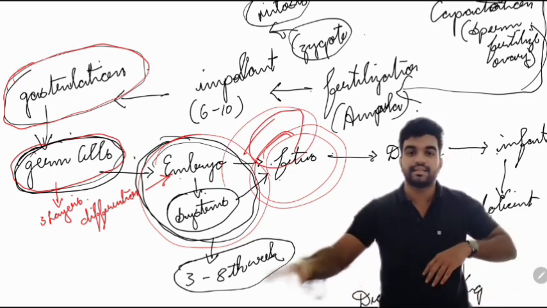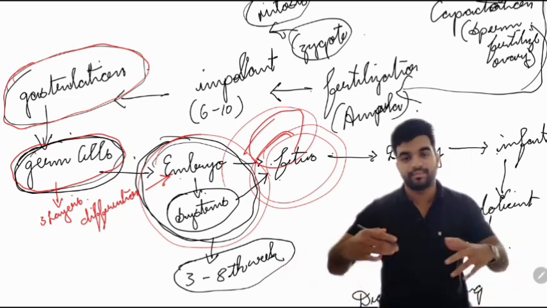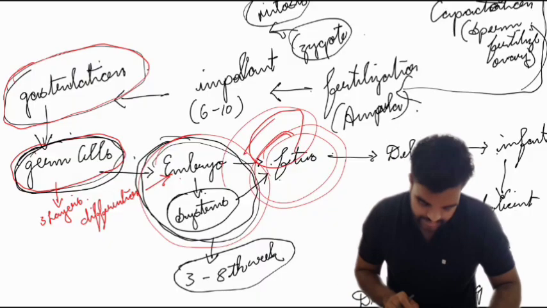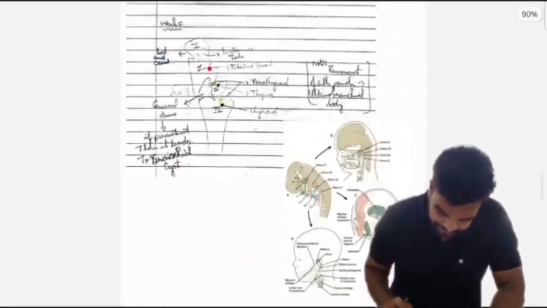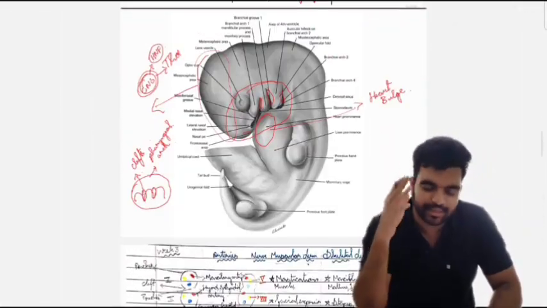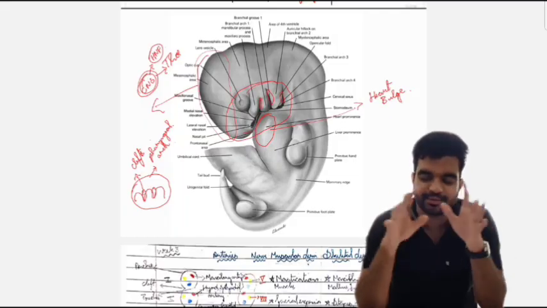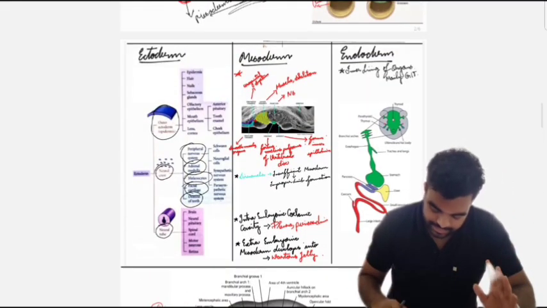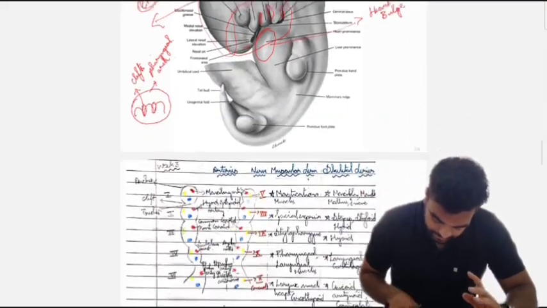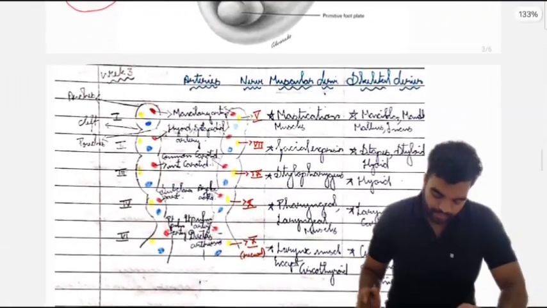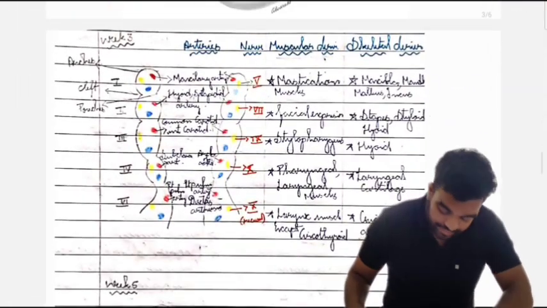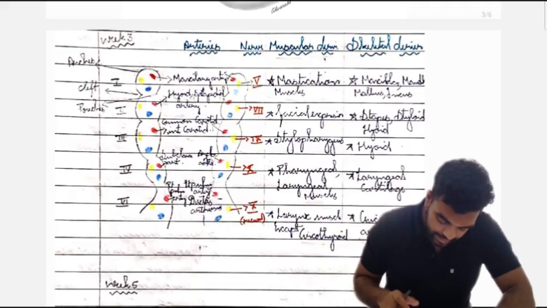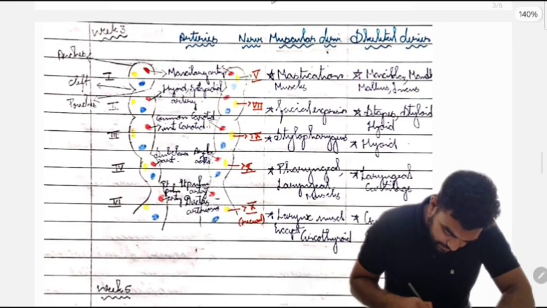Then we'll start discussing upper limb, lower limb, etc. Once the general embryology is done, it is done. Don't start thinking about embryology again and again. No more information about embryology is required. Only this one chart is required, and this pharyngeal arch chart. In pharyngeal arch, there are 6 pharyngeal arches.